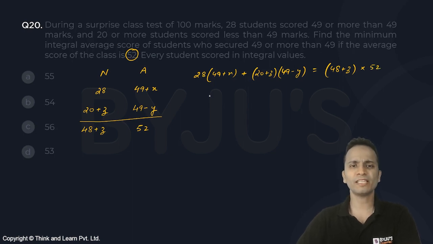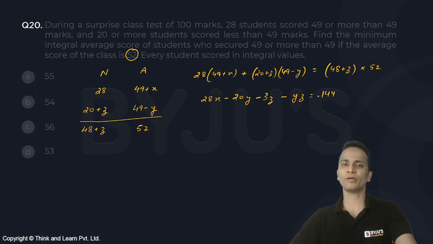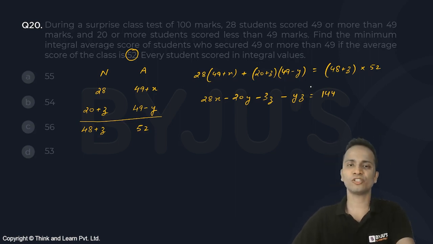Now simplifying this, I will get 28x minus 20y minus 3z, from 49 and 52, minus yz, and that will be equal to 144. You can simplify, take the variables on the left hand side and the constants on the right hand side, and you will obtain this equation.